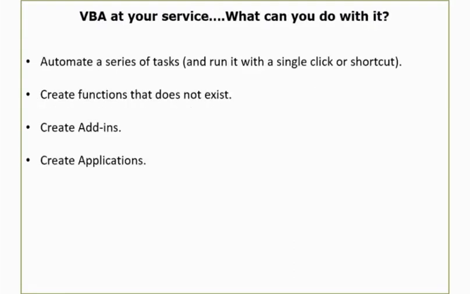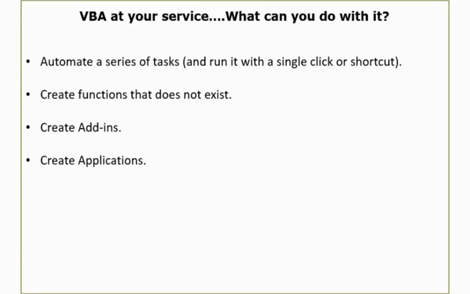Now, what all things can you do with it? You can automate a series of tasks. Say for example, you get a report from a database, or you get many reports from colleagues, and you have to collate these reports, or you have to apply a certain formatting each and every time you get that report. Then you can automate this task. You can write a code in the backend, and with a single click or with a single shortcut, all these tasks can be done within a snap of a finger because you have automated it using VBA.